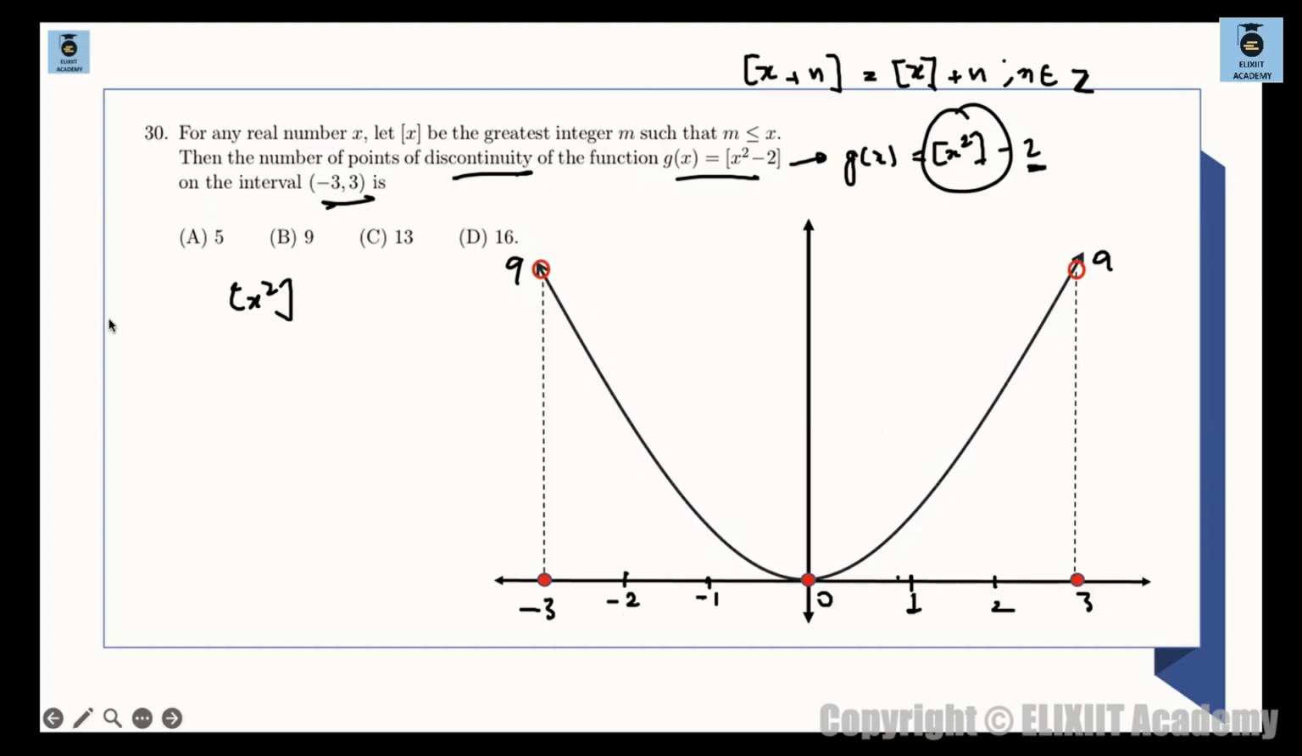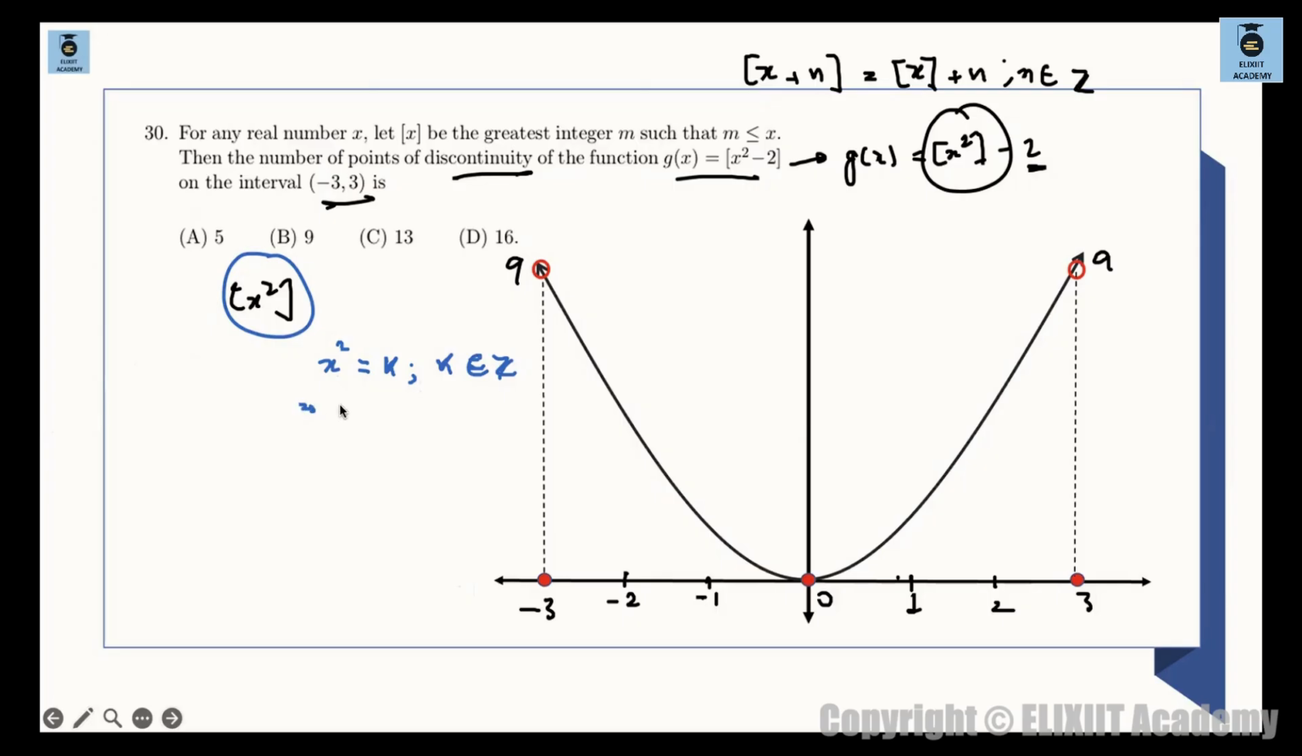नाउ द थिंग इज, इफ यू ट्राई टू ड्रॉ द ग्राफ ऑफ दिस फंक्शन, दिस बॉक्स ऑफ एक्स इज ऑलवेज डिसकंटिन्यूअस. ठीक है, बॉक्स ऑफ एक्स जो बॉक्स फंक्शन होता है, बॉक्स फंक्शन इज ऑलवेज डिसकंटिन्यूअस एट इंटीजर पॉइंट्स. इट्स अ वेरी स्टैंडर्ड फंक्शन. Hopefully you people know कि box of x, greatest integer function is always discontinuous at integer points. So when this will be discontinuous? This will be discontinuous when x square is equal to k, where k belongs to Z.